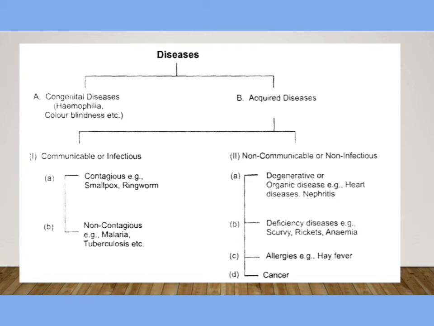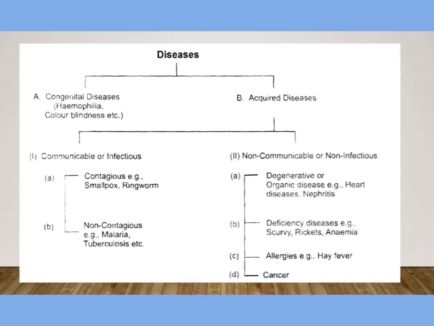Deficiency diseases like scurvy and rickets. Deficiency disease means deficiency of a specific element in the body, like deficiency of vitamin D leads to rickets, and deficiency of vitamin C leads to scurvy. So these are the deficiency diseases, which are due to deficiency of any element.